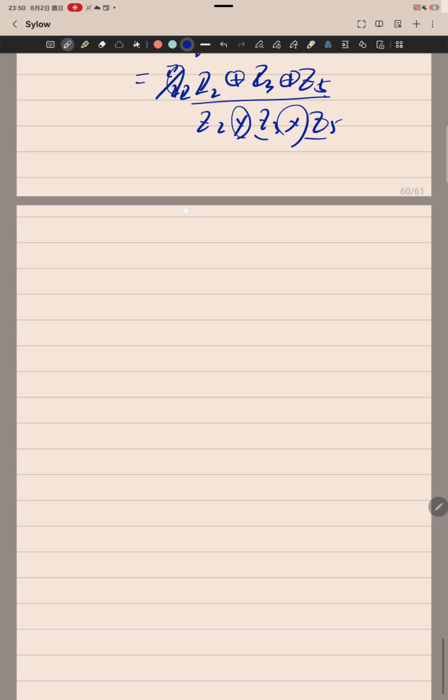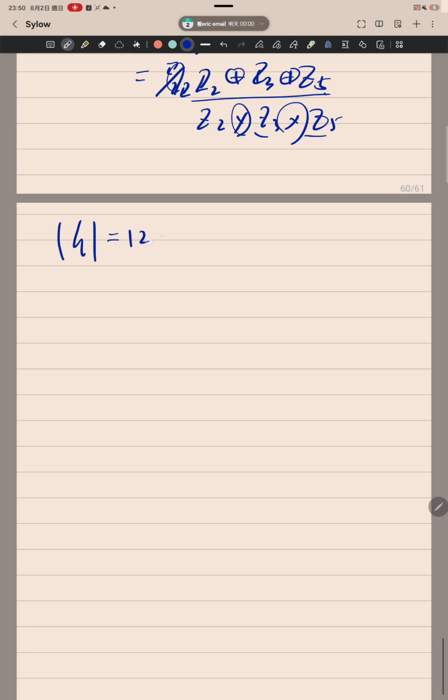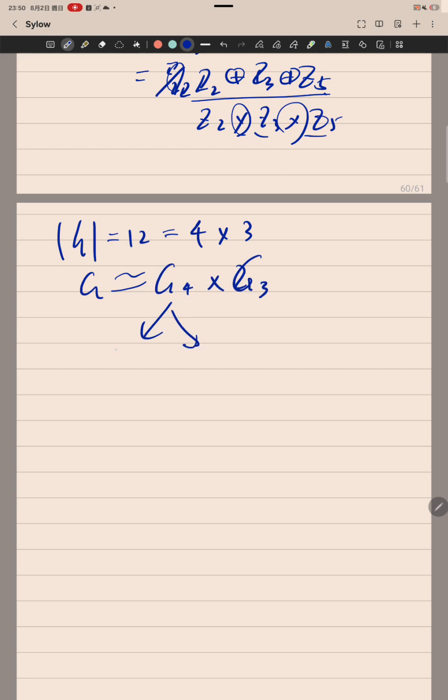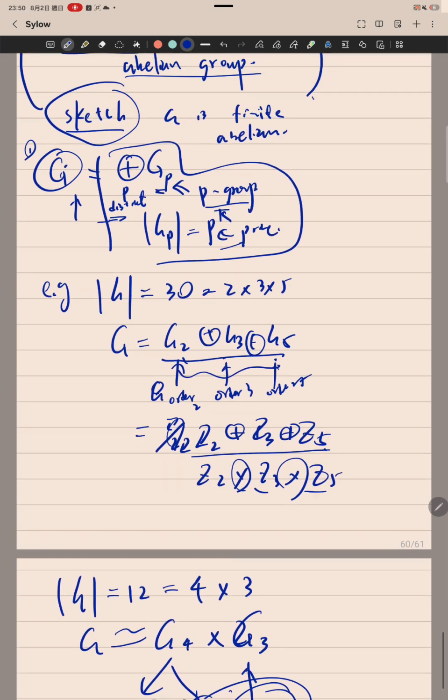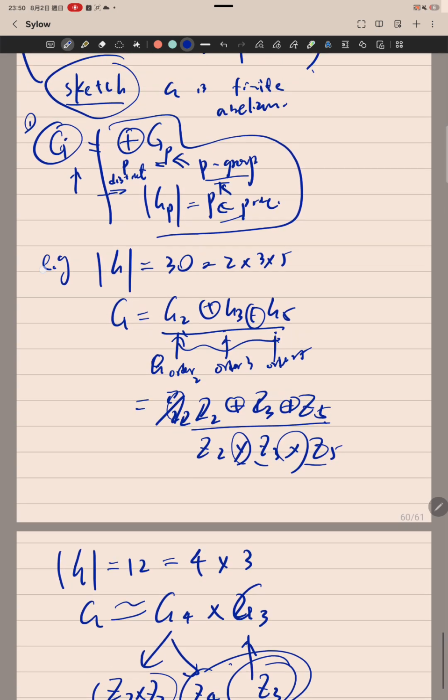For example, if the order of G is 12, then you can write it as 4 times 3. So G will be isomorphic to G4 times G3. And there are two cases. One is Z2 cross Z2, the other is Z4, and this is proved by using the, yeah, okay. Then this is Z3. So in total you have two different abelian groups. This is very tricky.